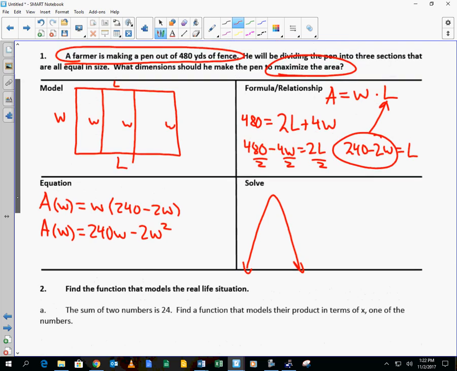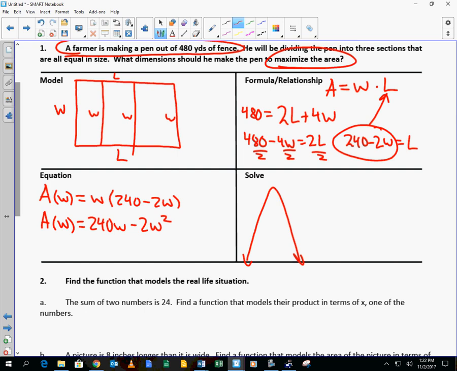Well, the farmer's goal is to maximize the area. Does that have a maximum? Where does it occur? At the vertex. That is an xy value, correct? Now, in this problem, I don't have x and y. What replaces the x value in this problem? W. And what replaces the y value? Careful. Look, instead of y equals 240x minus 2x squared, it says A equals 240W minus 2W squared. Area is the y value, W is the x value.